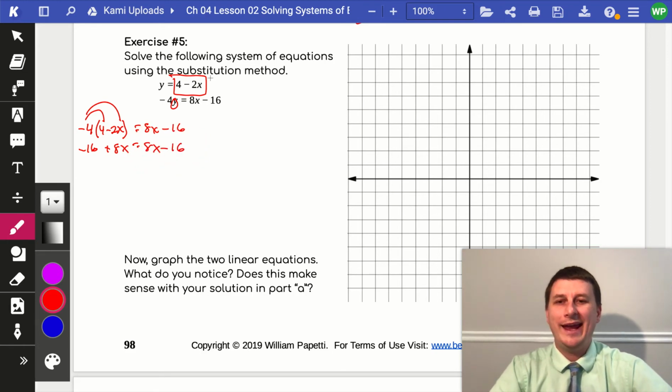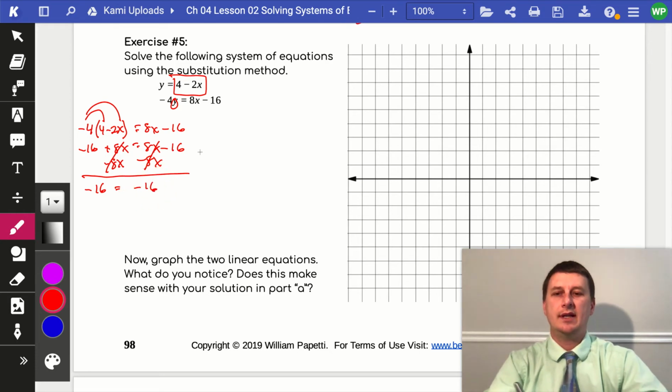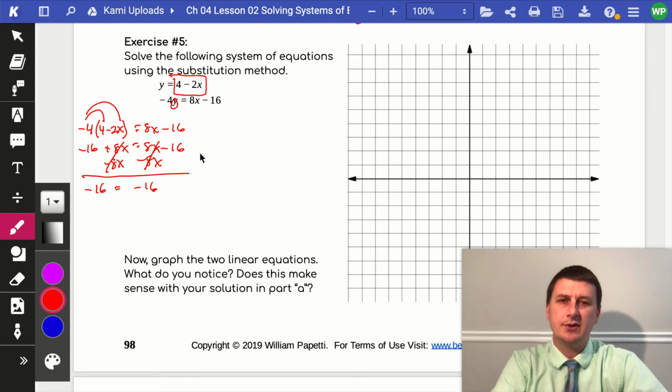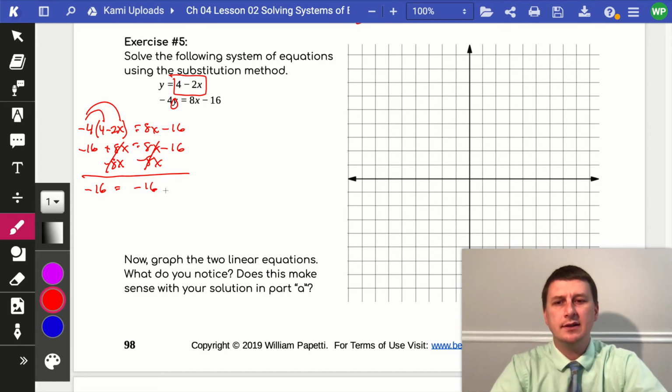Now I want to get all of my x's to one side, all of my constants to the other. So I'll start off by subtracting 8x from both sides. You're going to notice that you're going to be left with negative 16 is equal to, well, the 8x minus 8x cancels out because that equals 0 as well. You'll get negative 16 equals negative 16. So now you have a constant that's equal to itself. Is that equation true? Is negative 16 the same as negative 16?